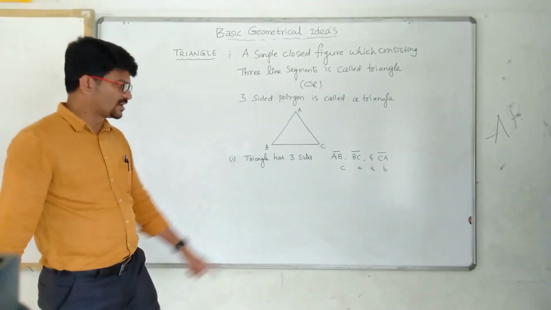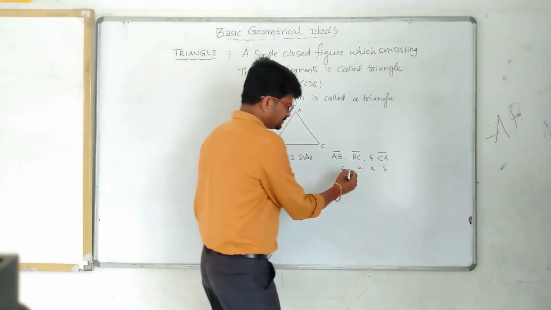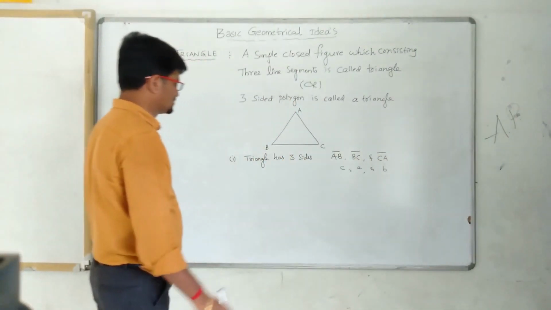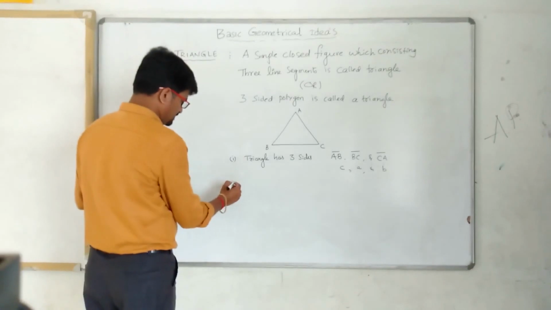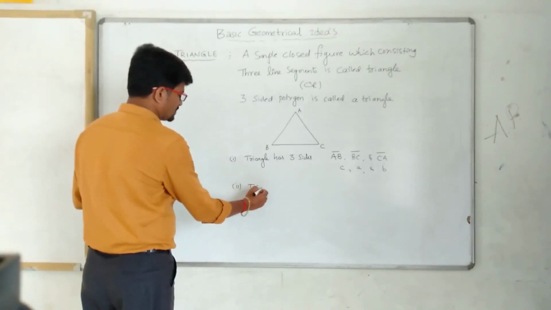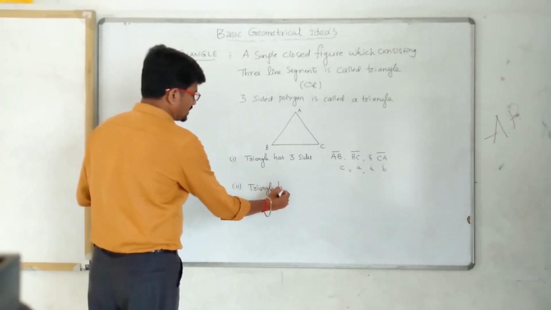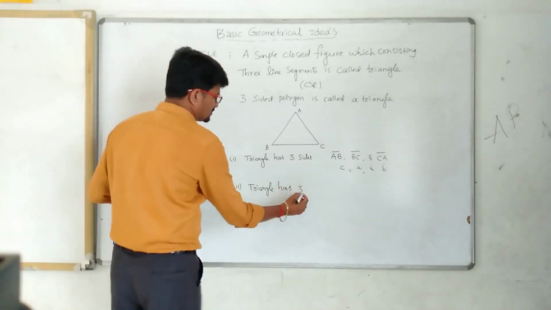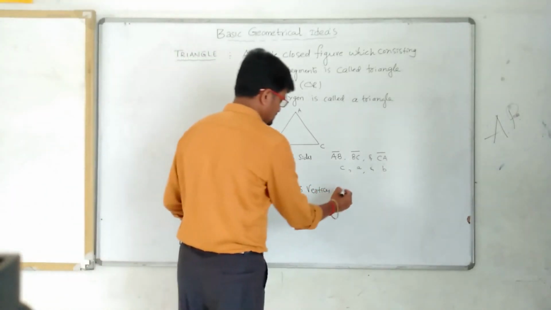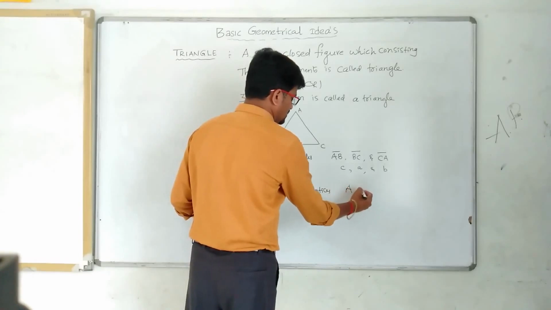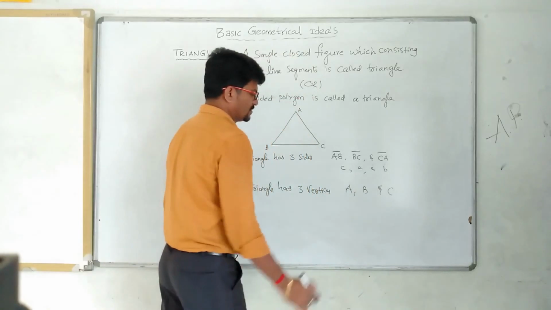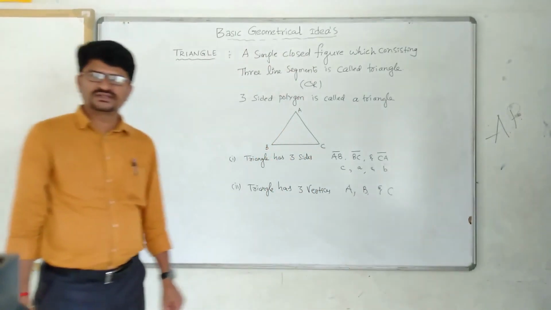These are small case letters. You can write like this, or big capital letters you can use like this. Okay, and a triangle has three vertices, respectively A, B and C. A, B, C are the three vertices.